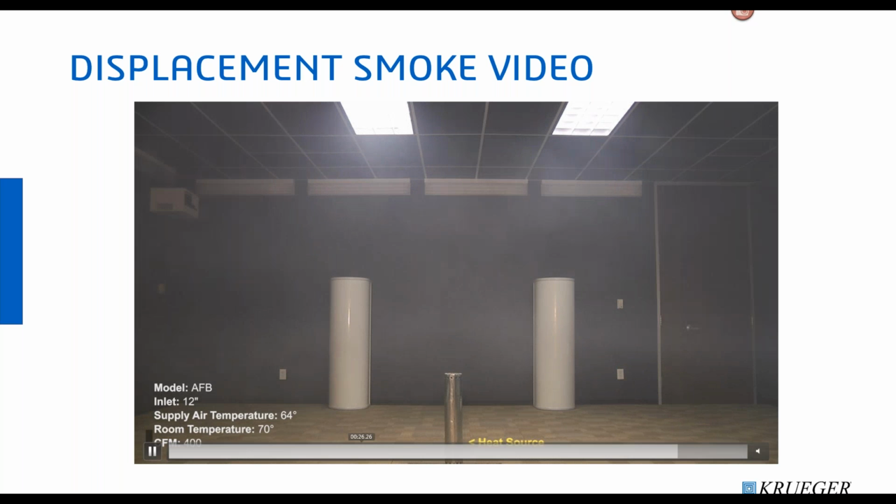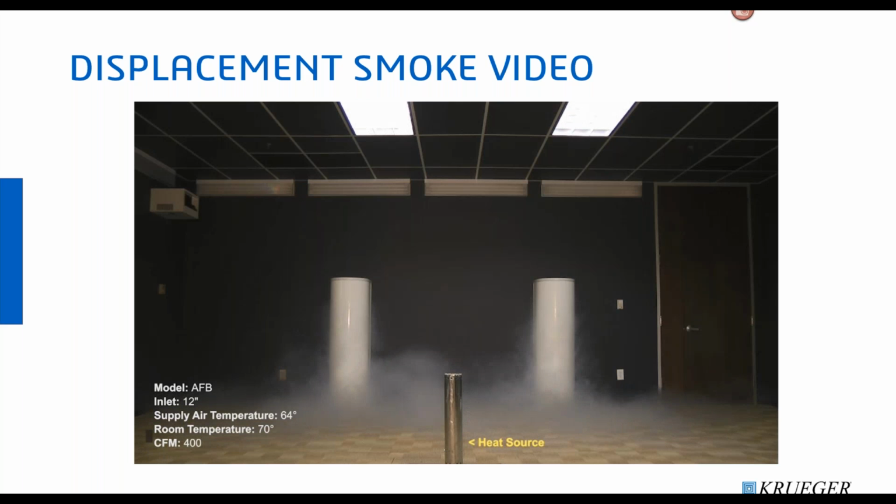So I'm going to play that just one more time so we can kind of focus in a little bit more early on the heat source. So we have our cool air just falling down to the floor from the AHBs. The air temperature is about 64 degrees. Our room temperature at this moment is about 70, and we're discharging about 400 CFM through the AHBs total.